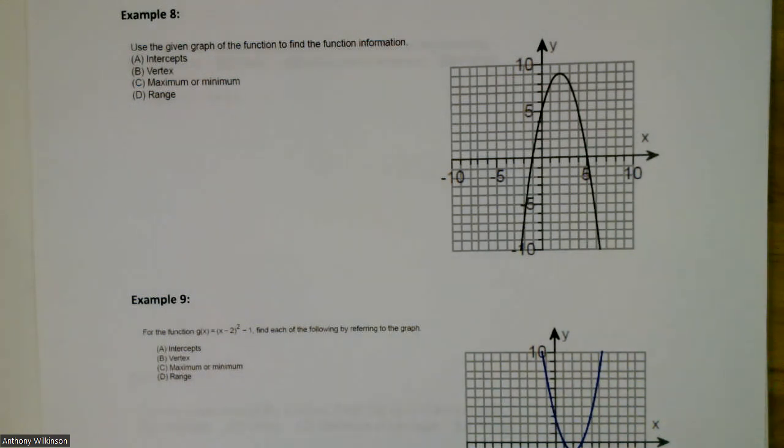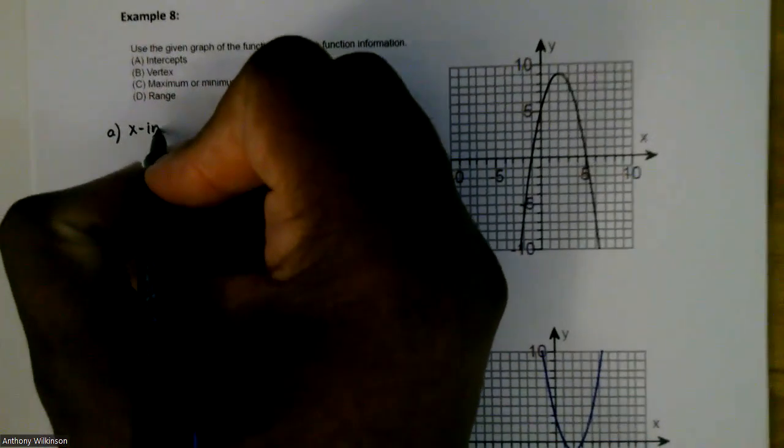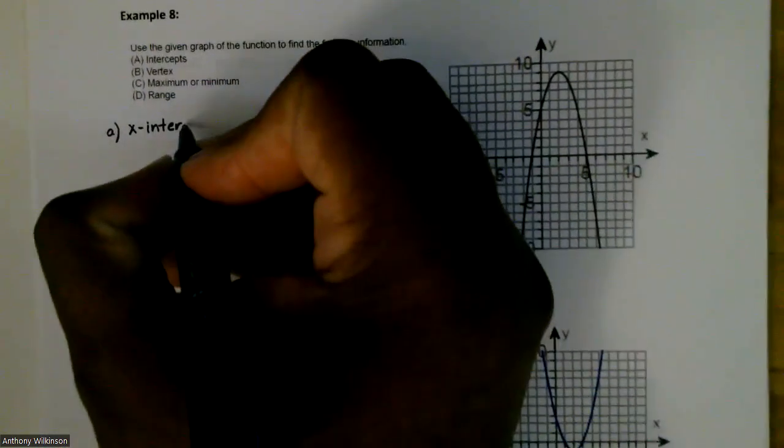All right, in this case, let's start with the intercepts. That means the points, the x and the y-intercept to be exact. That would be the points where the graph crosses the x-axis and the y-axis. So for part A, let's start with the x-intercepts. Where does this parabola cross the x-axis?